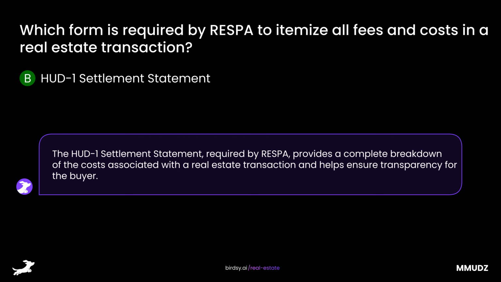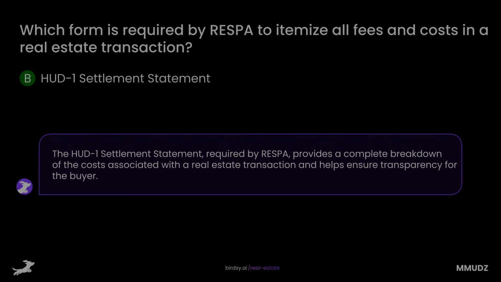The HUD-1 Settlement Statement, required by RESPA, provides a complete breakdown of the costs associated with a real estate transaction and helps ensure transparency for the buyer.